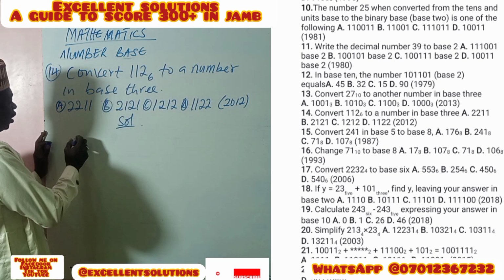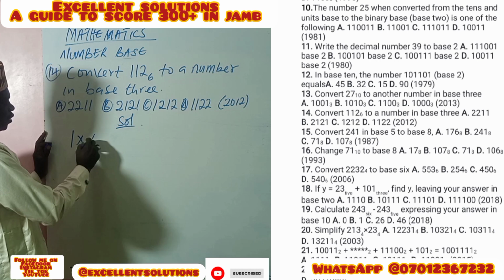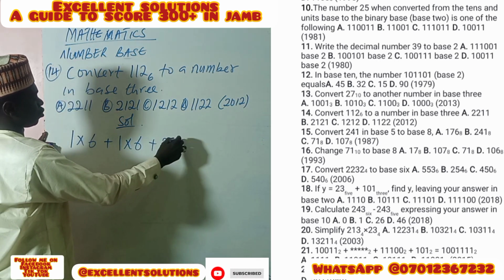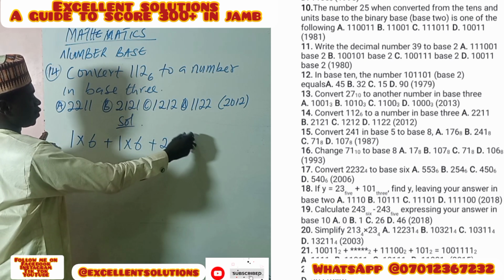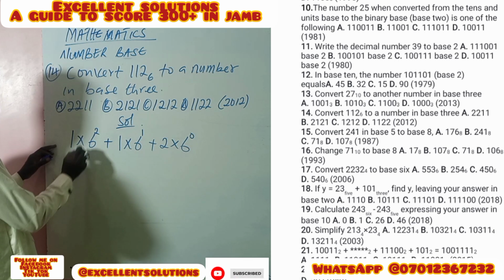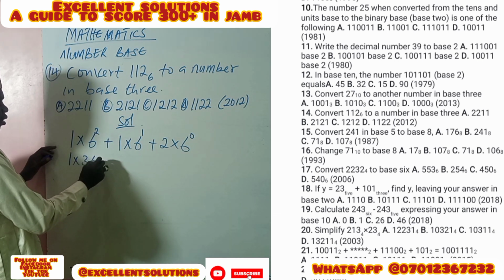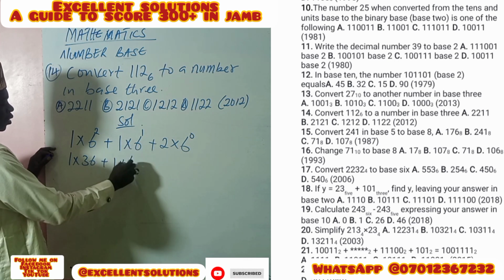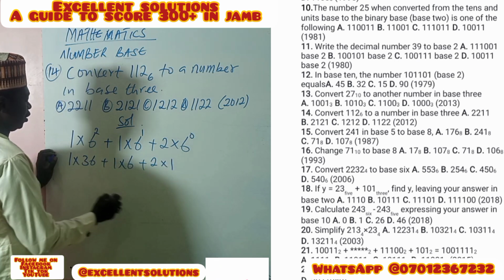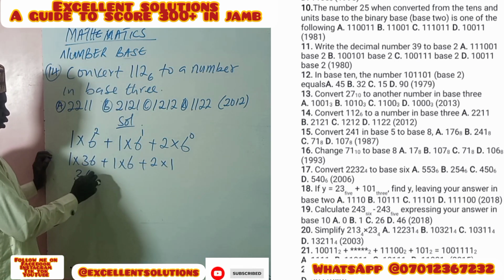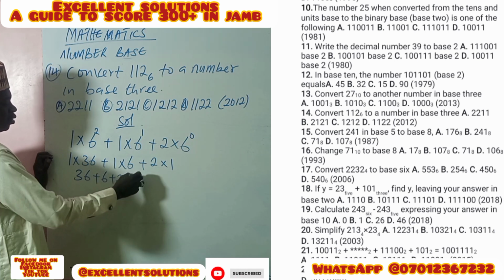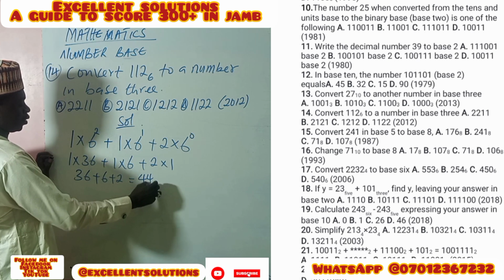So we now have 1 times 6 plus 1 times 6 plus 2 times 6. So we give this power 0, 1, 2. So this is the same as 1 times 6 squared, we have 36, plus 1 times 6, plus 2 times 6 to the power of 0 is 1. So this gives us 36 plus 6 plus 2. So this is the same as 44 base 10.